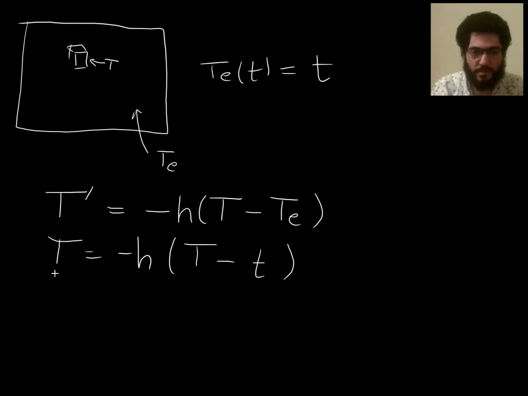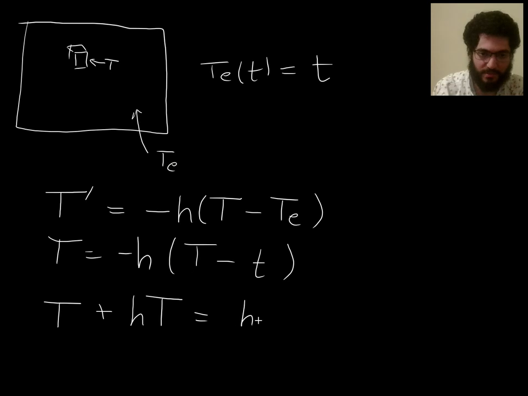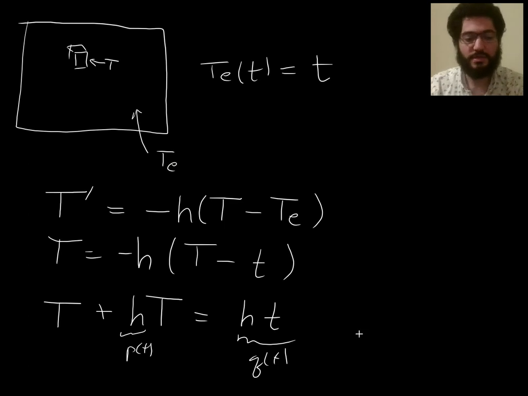And I claimed before that this is a linear differential equation. It's not separable, but it is linear. And to see that it's linear, we should write it in the standard form. So I can add the minus hT to the other side, and then here I have h times little t. So there you can see it's unknown function plus function of t times unknown function, although this is a constant, equals function of t. So this constant is playing the role of what I usually call p of t, and this one is playing the role of what I usually call q of t.